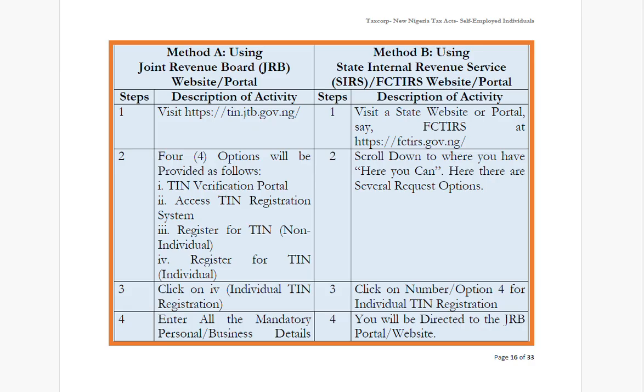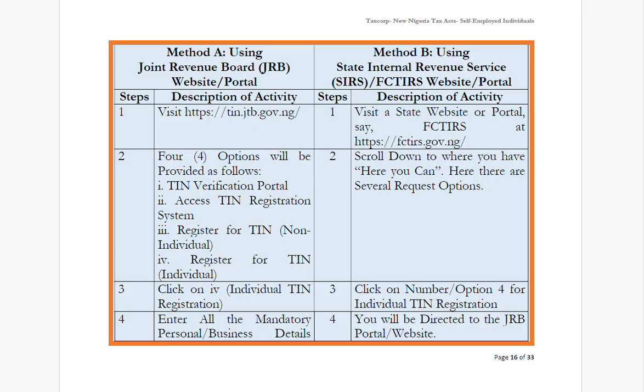The first one is you visit the Joint Tax Board or the Joint Revenue Board portal or website. Step 2, it will bring out some options, 4 options in particular: TIN verification portal, access TIN registration system, registration for TIN non-individuals, registration for TIN individuals.